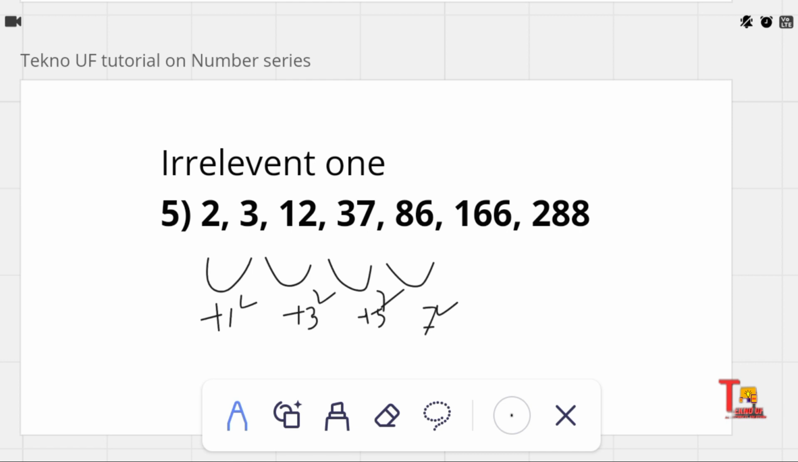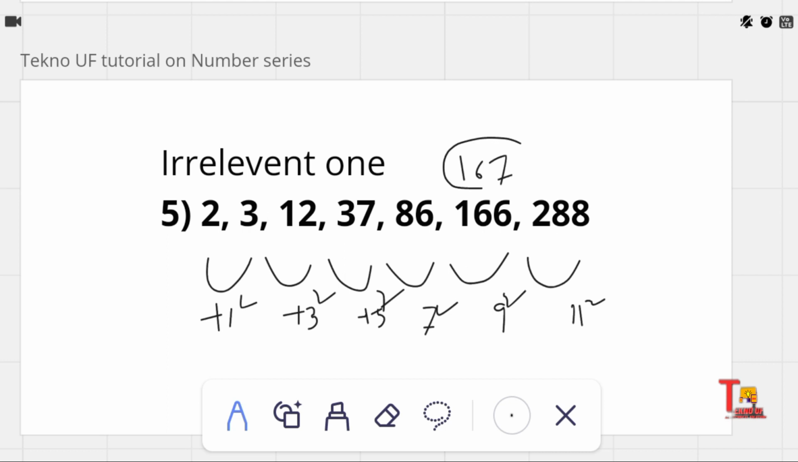Okay, so in this sequence you have to maintain the pattern, then you should add this number 86 with 9 square, and the next number should be added with 11 square. Then let's check what is incorrect. So if you add 86 with 9 square, then 86 and 81 is 167. Okay, so this should be 167.